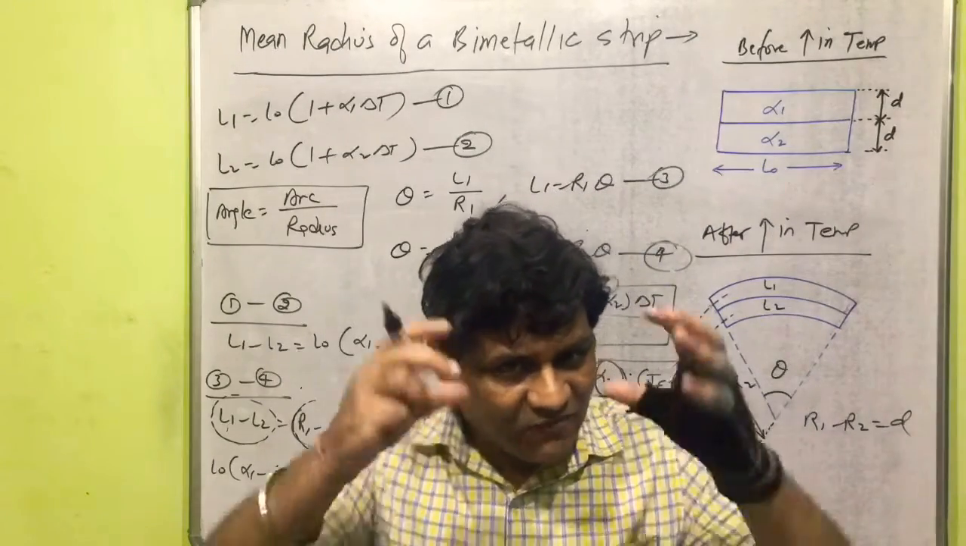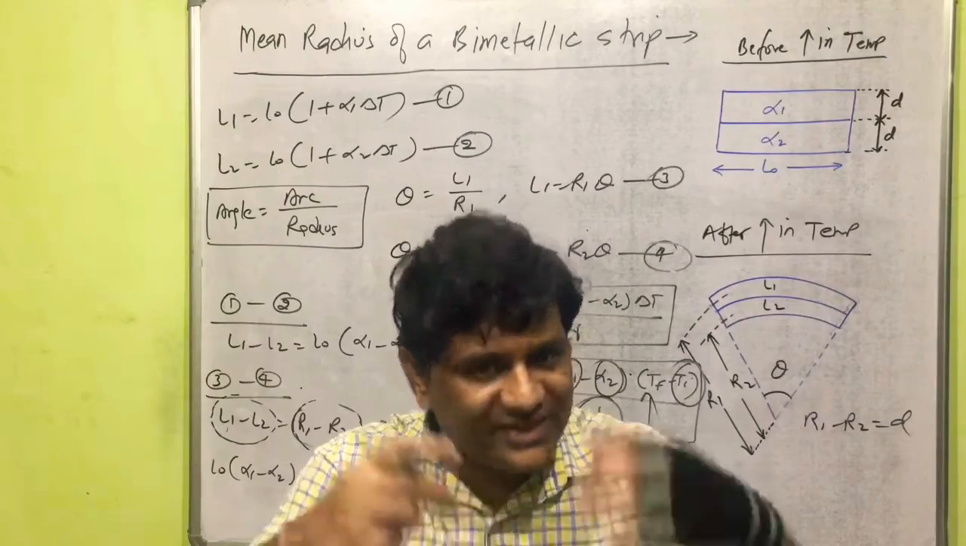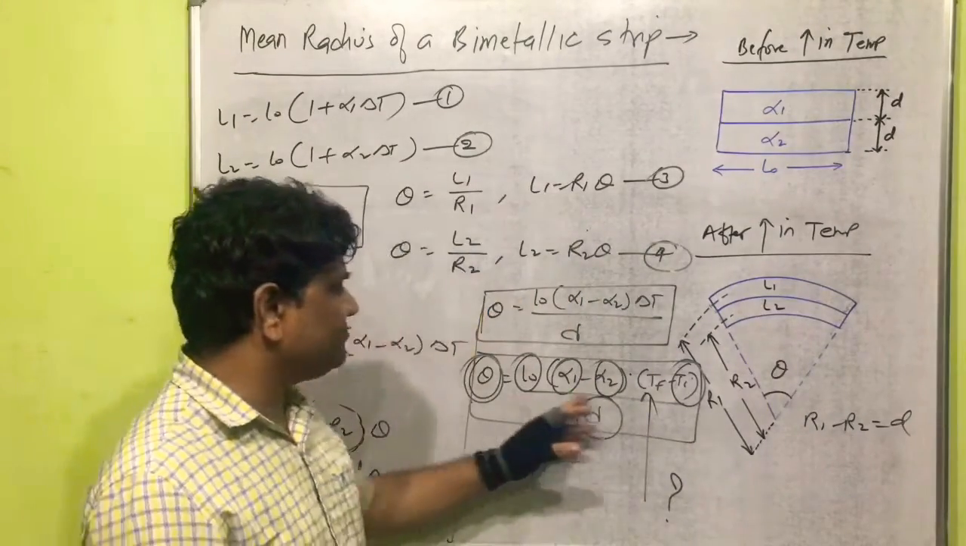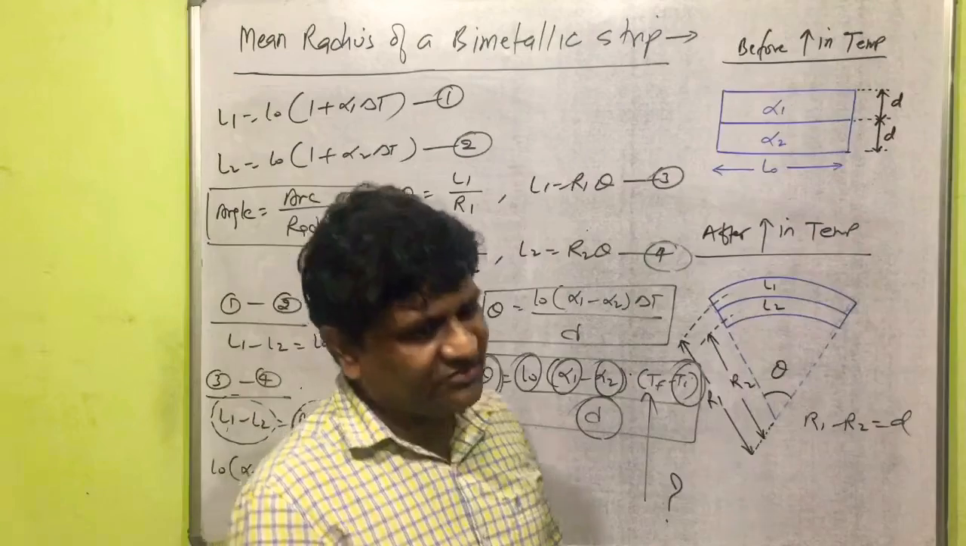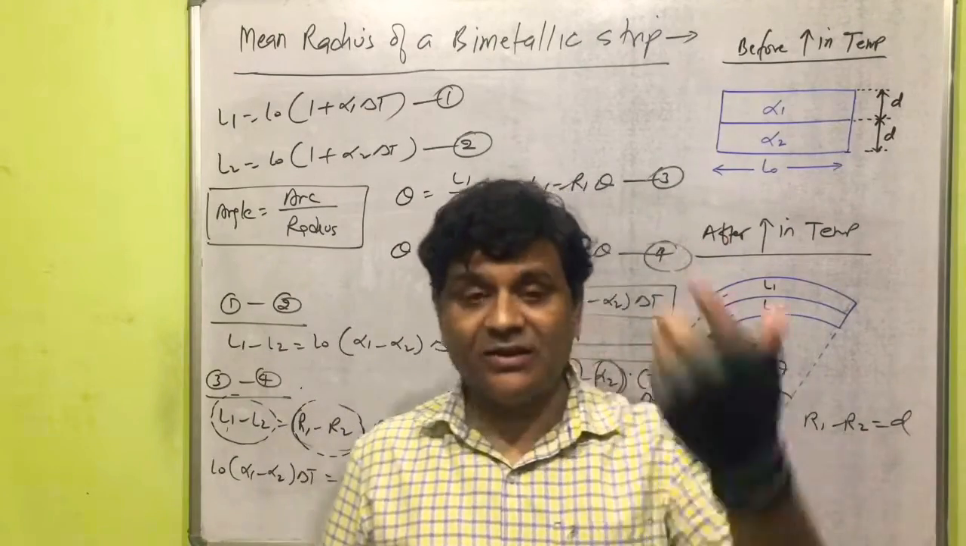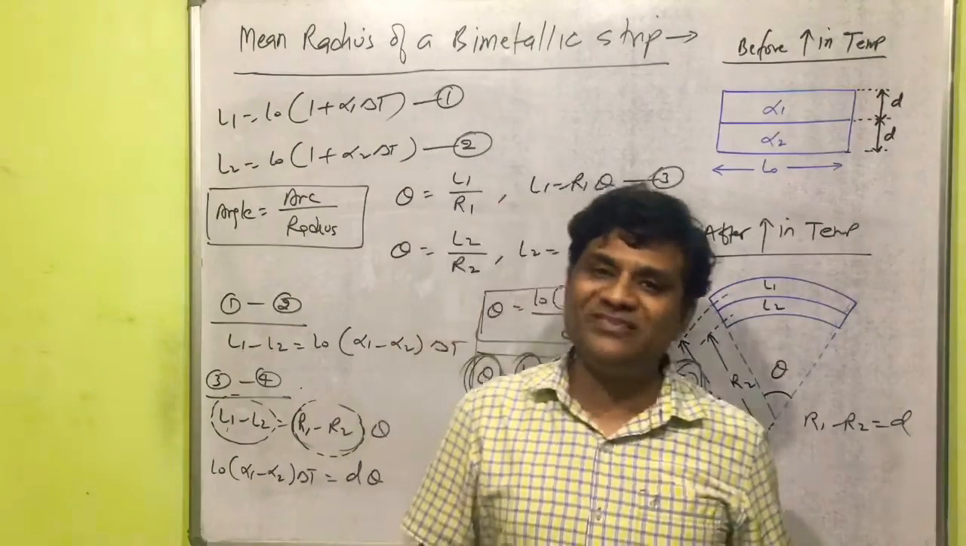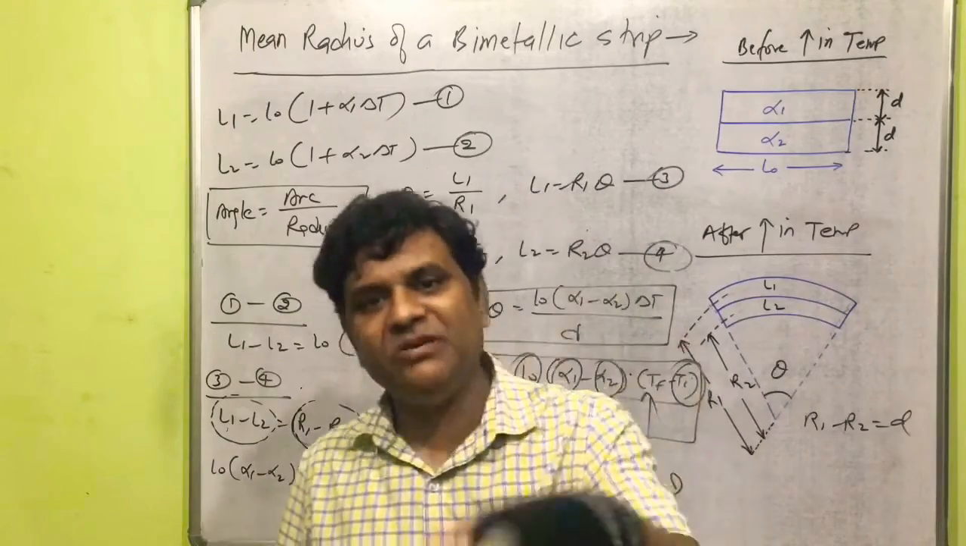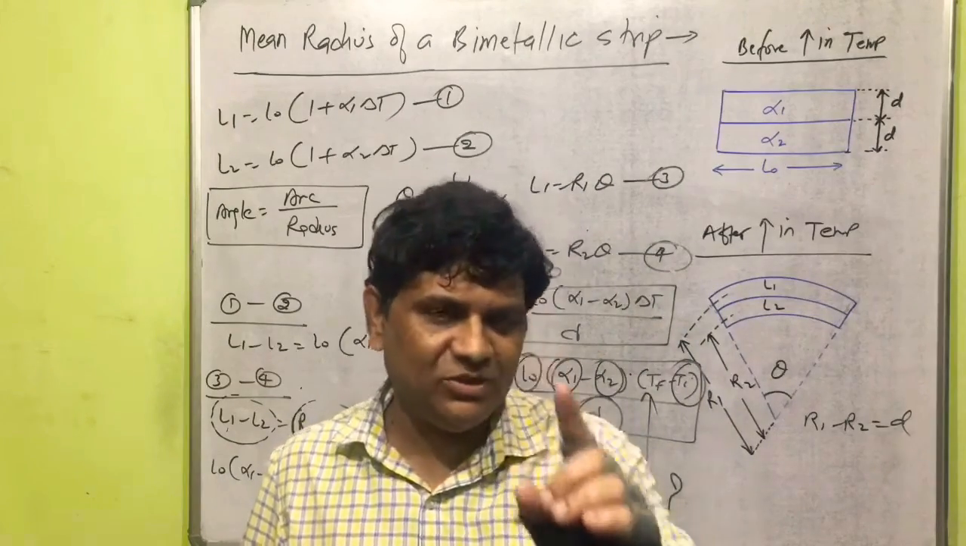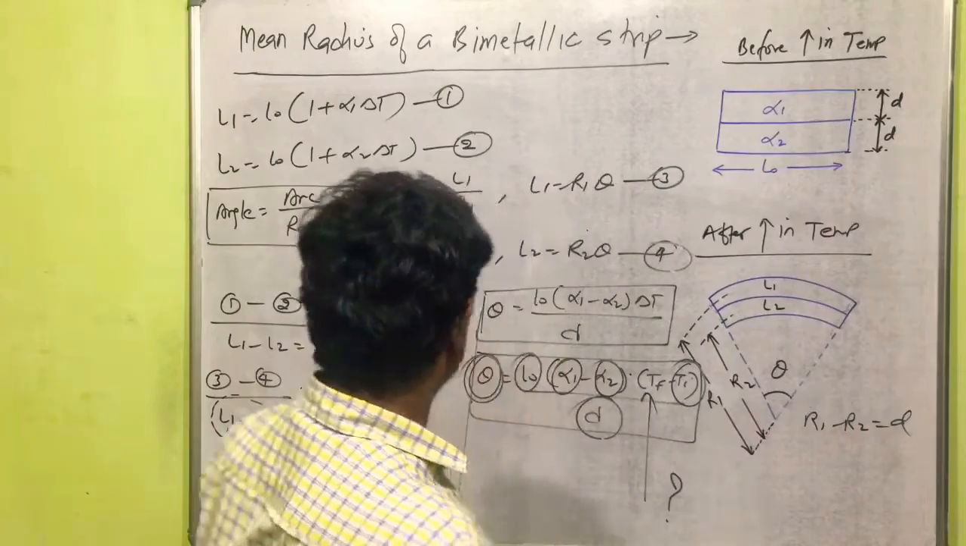So what was the final temperature of the furnace? We can find out with the help of this relation. So what is the use of a bimetallic strip? To measure the temperature. It can be used as a thermometer.